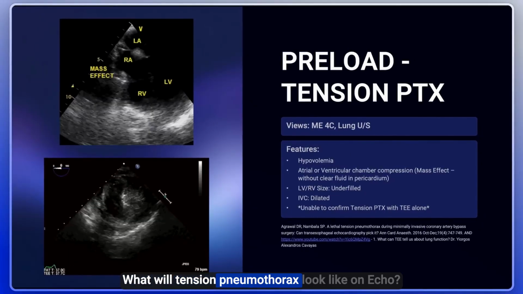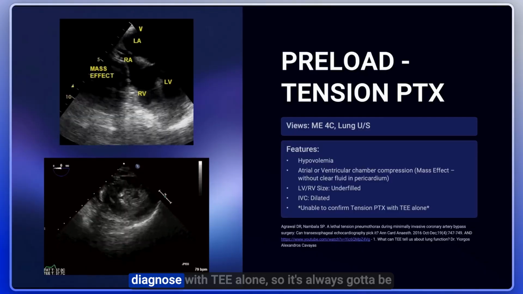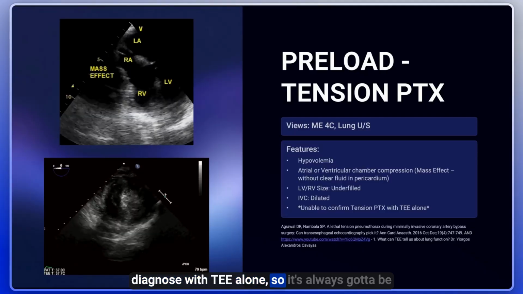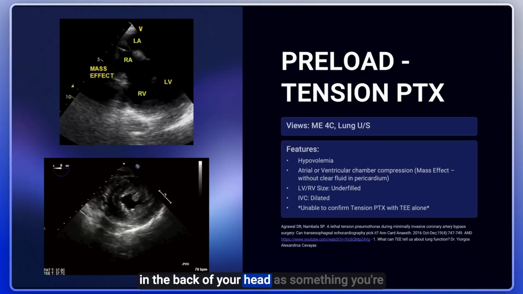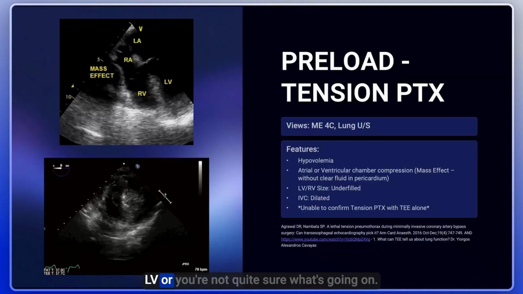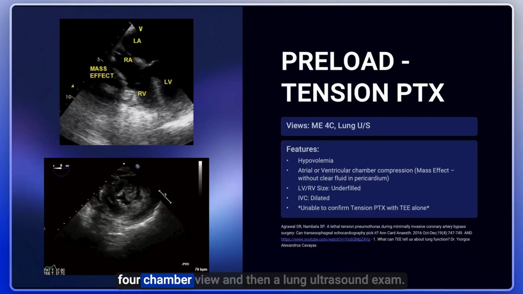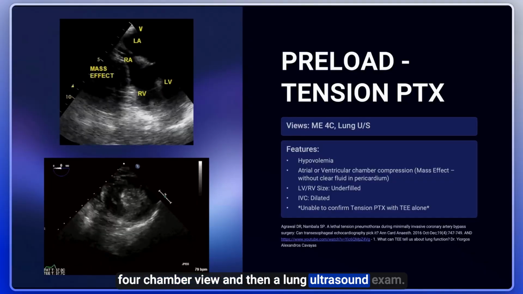What will tension pneumothorax look like on echo? This is one of the few that you cannot definitively diagnose with TEE alone, so it's always got to be in the back of your head as something you're considering, especially if you see an underfilled LV or you're not quite sure what's going on. Some of the views you'll use are a mid-esophageal four-chamber view and then a lung ultrasound exam.